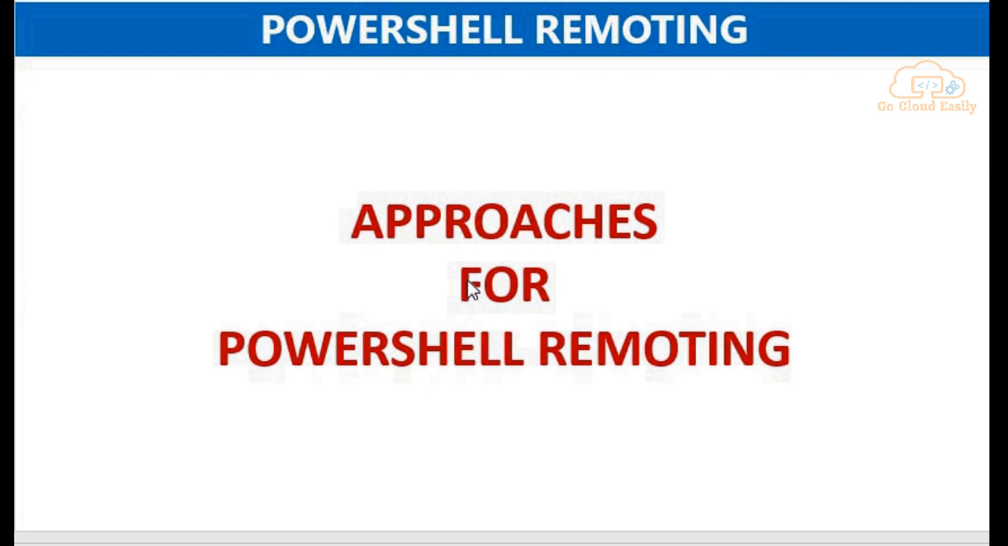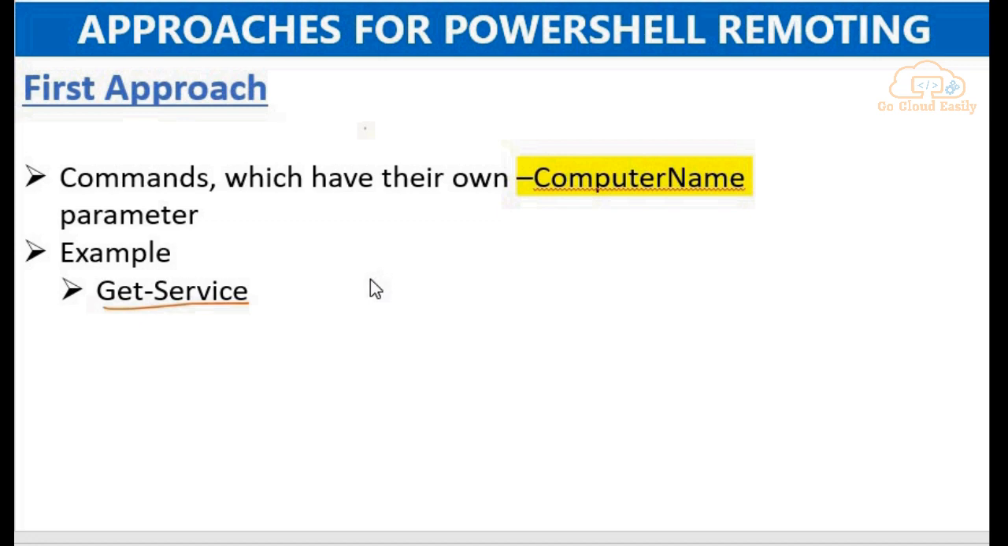Now next, we have different approaches for PowerShell remoting. The first approach is that some commands have their own ComputerName parameter. We can supply the name of the computer using this parameter. An example of such commands is Get-Service. This command supports the ComputerName parameter. Using it, we can define from which computer we want to fetch the service information. But the only constraint with this approach is that not all commands support this parameter.